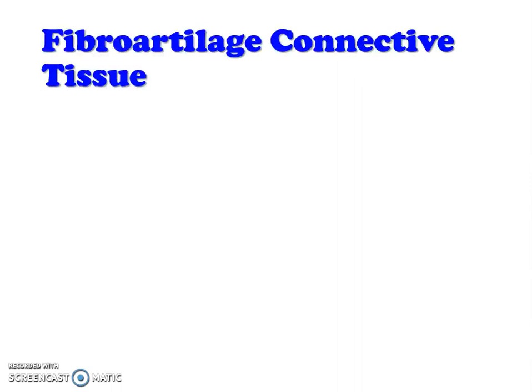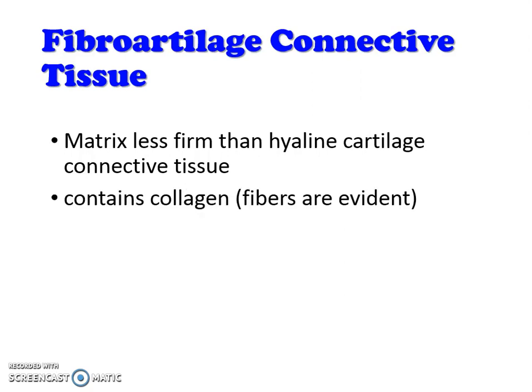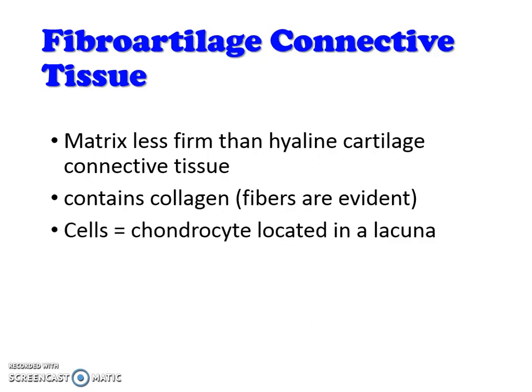Okay, and the last type of cartilage is going to be fibrocartilage connective tissue. Here the matrix is going to be less firm than hyaline cartilage connective tissue, and it's going to contain collagen, and here the fibers are going to be really evident. You'll be able to see them very clearly. And again, the cells are chondrocytes that are located in lacuna, or the plural form is lacunae.